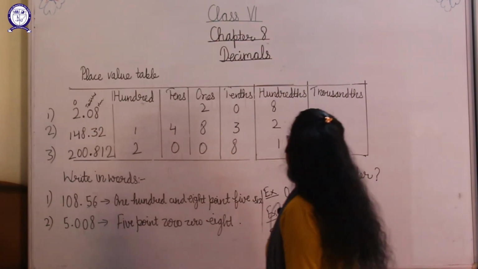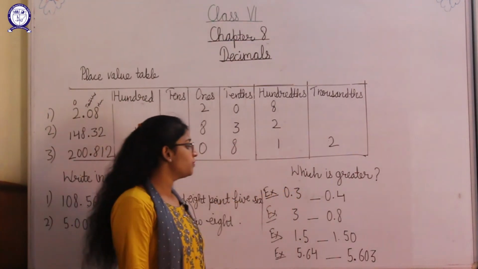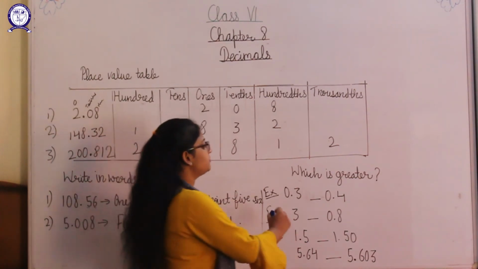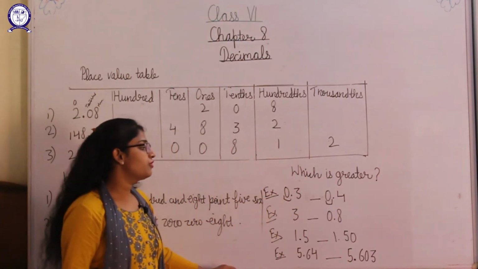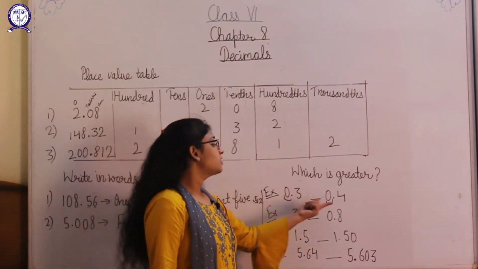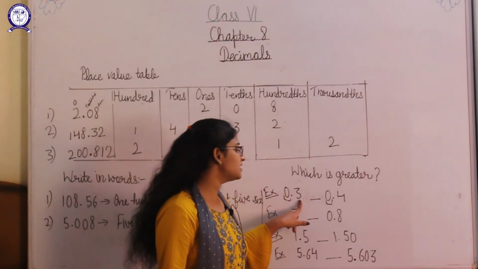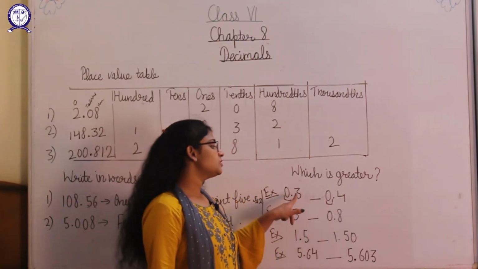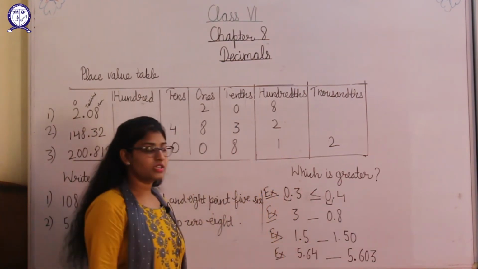Okay, now students, next one is which is greater. In the decimal numbers we have to compare. Here it is 0.3 and here is 0.4. So which one will be the greater? Students, first of all we compare the numbers which are before the decimal. So both are 0 and 0, which are the same. And after the decimal, here it is 3 at the tenth place, and at the tenth place here is 4. So which one is bigger, 3 or 4? 4 is bigger. It means from these two 0.4 is greater.